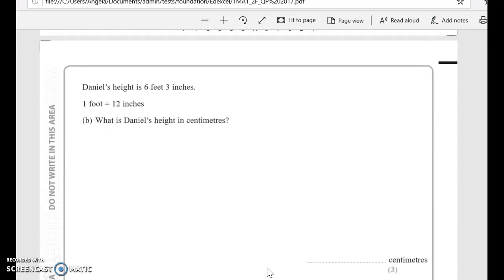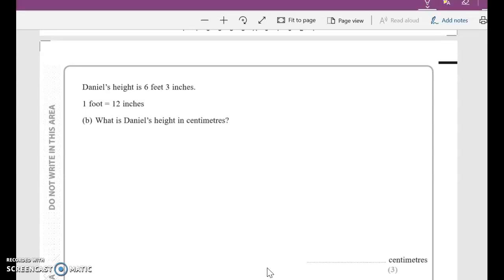Then we've got our next question that we have to answer here, and that is about conversion first of all, and then using the graph. Daniel's height is 6 feet and 3 inches. We need to do a calculation here to convert the 6 feet into inches so we can then look at the table. So 6 feet into inches means we need to multiply by 12.